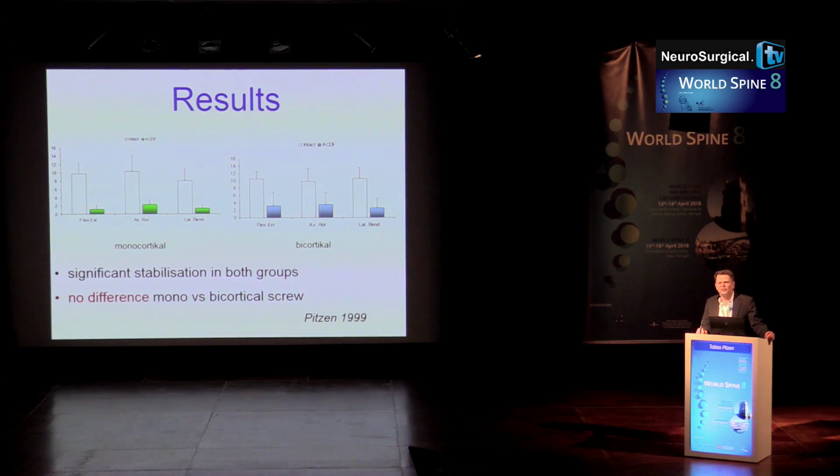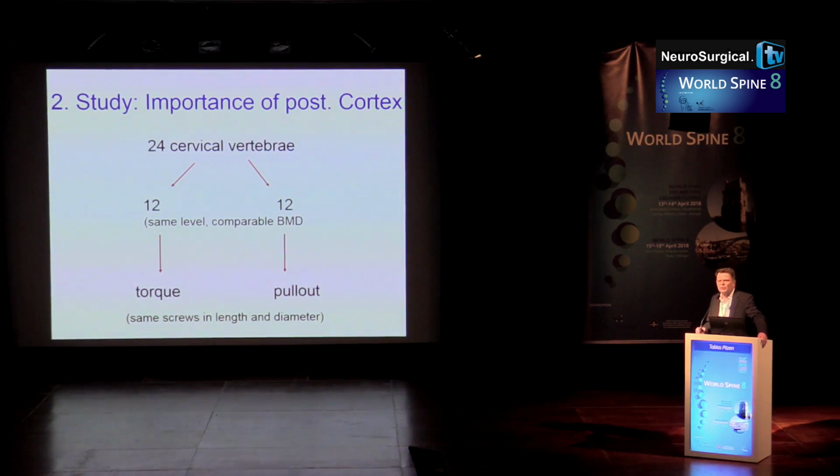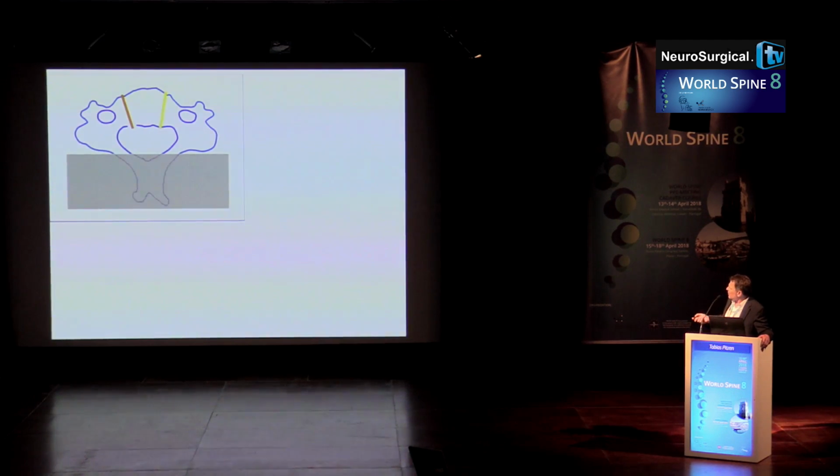The second study, because I was attacked for that study several times, was I checked the importance of the posterior cortical shell. For this, I did not take segments, I took cervical isolated vertebrae, and I divided them again in 12 to 12 with the same level and comparable BMD, and I put 12 in the group for torque testing. So that's what you do if you insert a screw. You say, hey, I'm great, it's good bone, and this screw will be strong. And I pulled them out in another 12, and I used the same screws in length and diameter for that experiment. So this was our experiment.